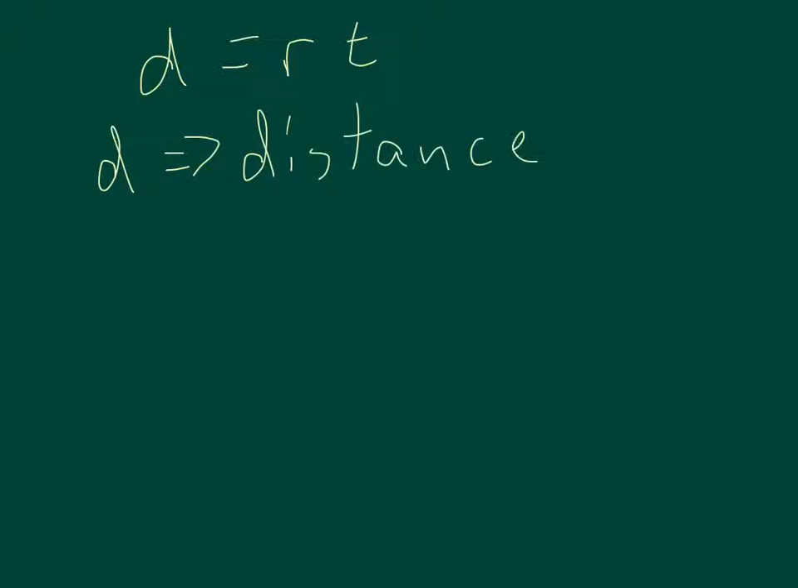A common equation that's used is the distance, speed, and time equation, which says that d equals rt. In this equation, d represents distance, r represents the rate, so how fast, and t represents the time. So distance equals the rate times the time. And if we're given two of those variables, we can find a solution to the equation.